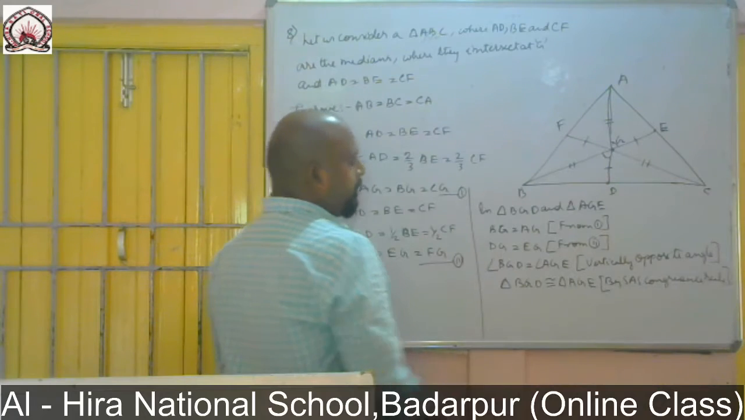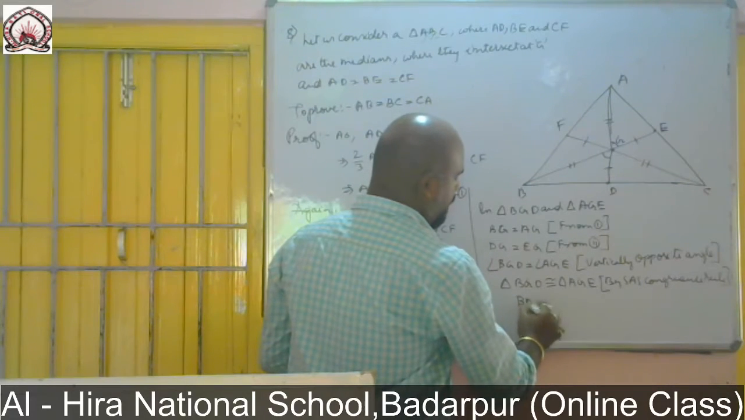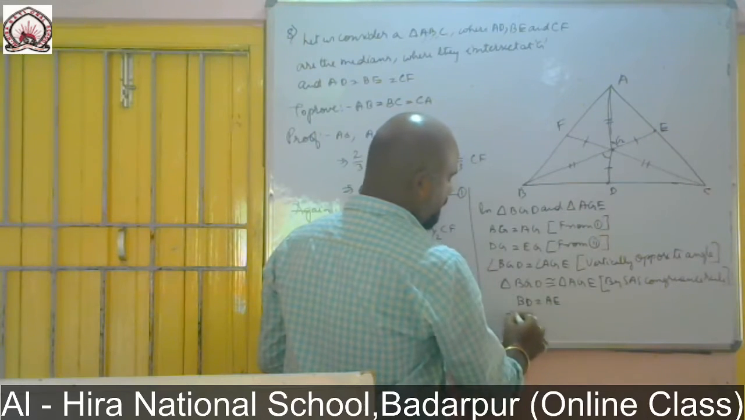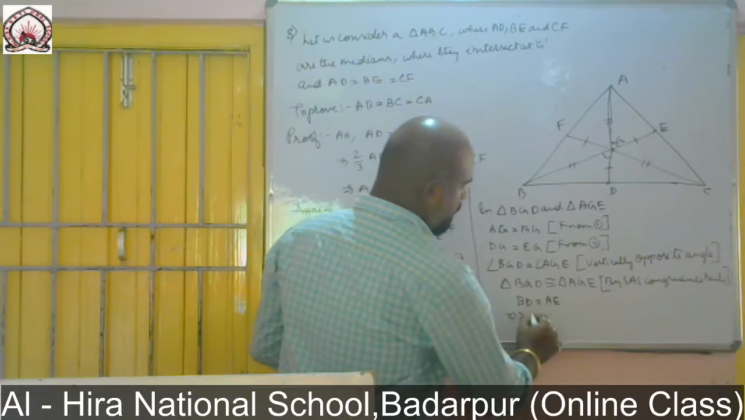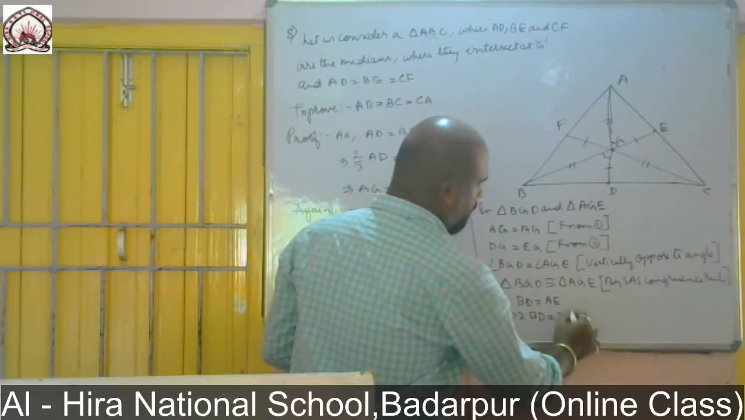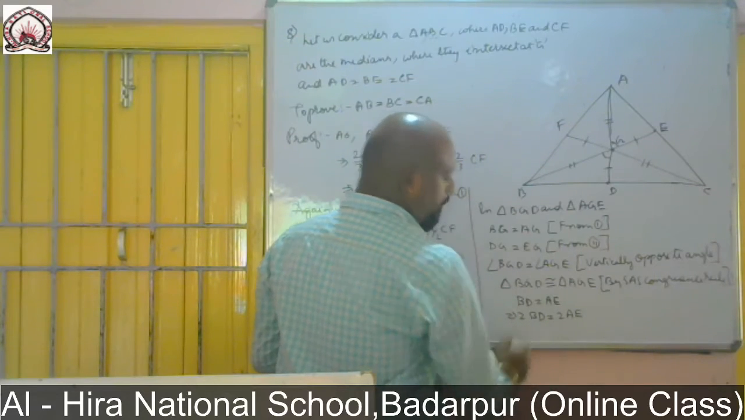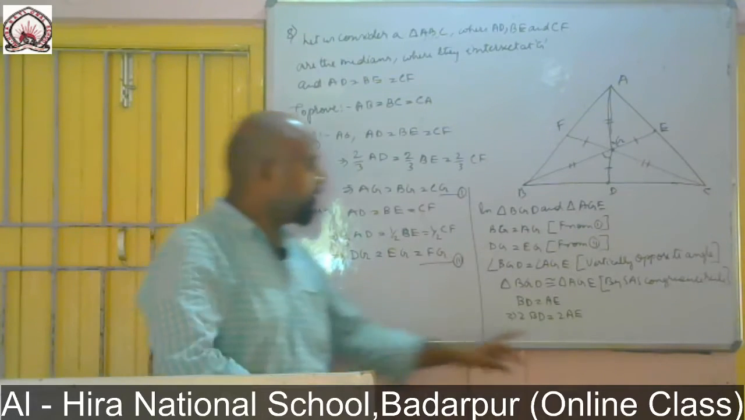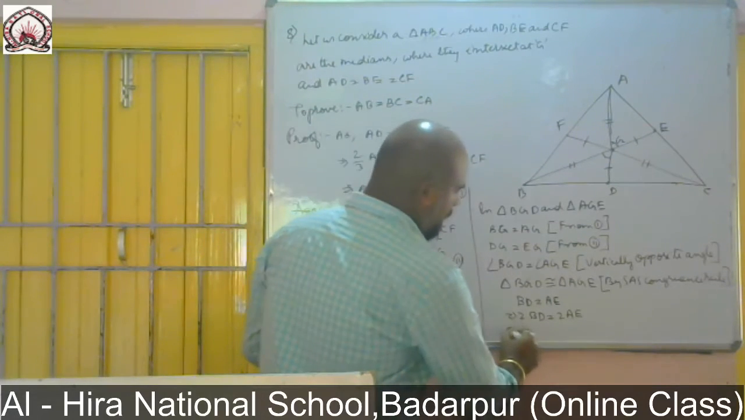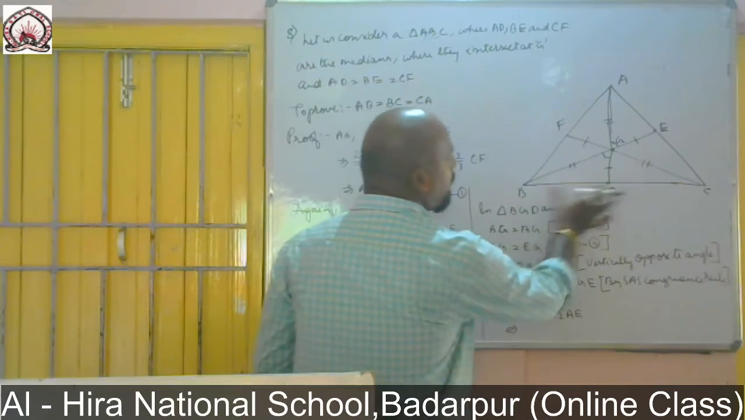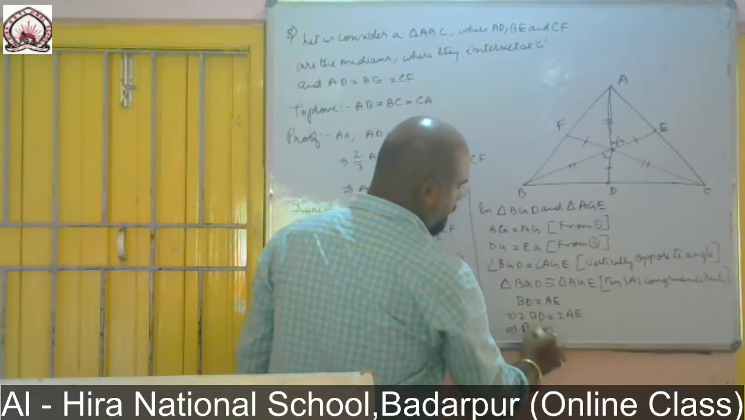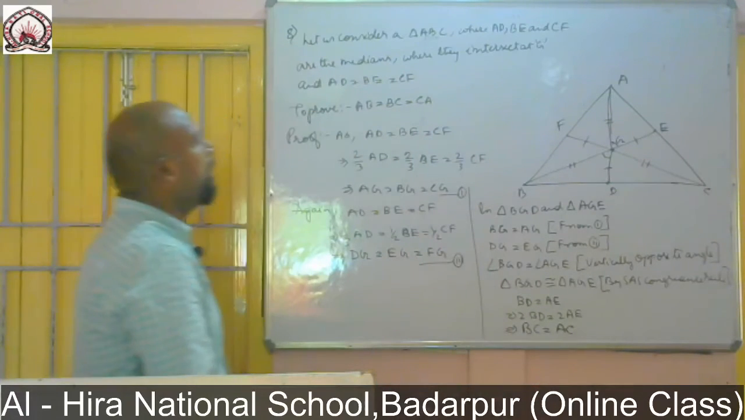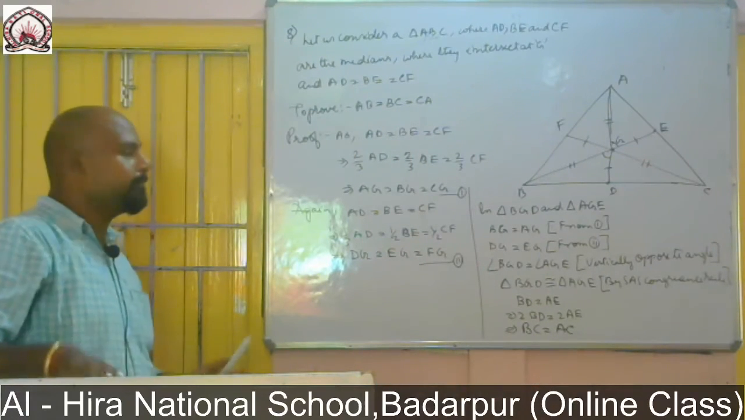Okay. Then what can you write? BD equal to AE, which implies twice of BD equal to twice of AE. So twice of BD, this length and this length, BC is equal to what? We can write AC. Okay. BC equal to AC.